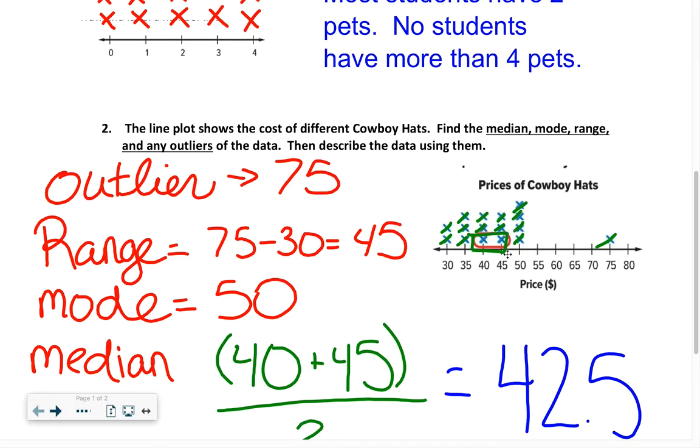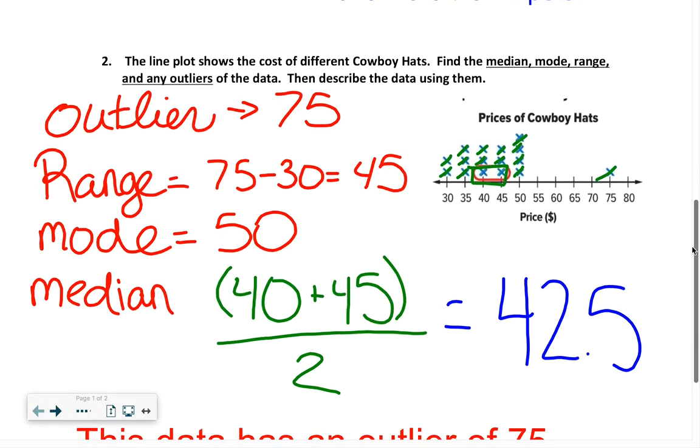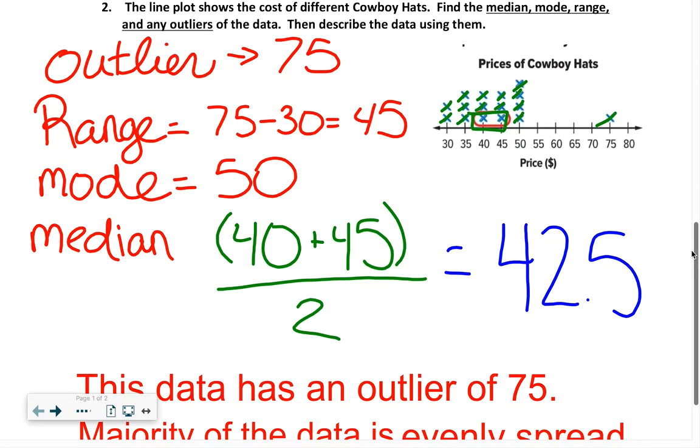Here we've got a line plot. I went ahead and did all those, the green lines there. We figured out that the outlier was 75 because it doesn't really fit with the rest of the data. The range is 45. The mode was 50 because that was the tallest one. And then the median we realized was between 40 and 45. So to find any median, we add those two numbers and divide by 2.